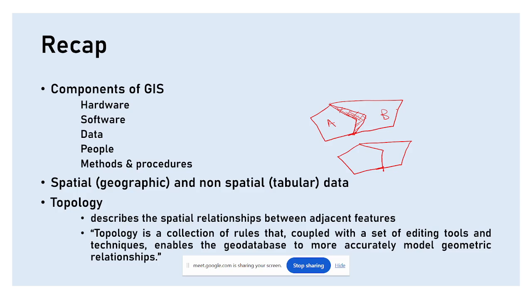So topology is basically a collection of rules that, coupled with a set of editing tools and techniques, enables the geodatabase to more accurately model geometric relationships. Although we talk about points, lines, and polygons, the project that you're working on might be a combination of all these three. So at times you will have to understand the relationship between adjacent features, and for that purpose topology is very important.